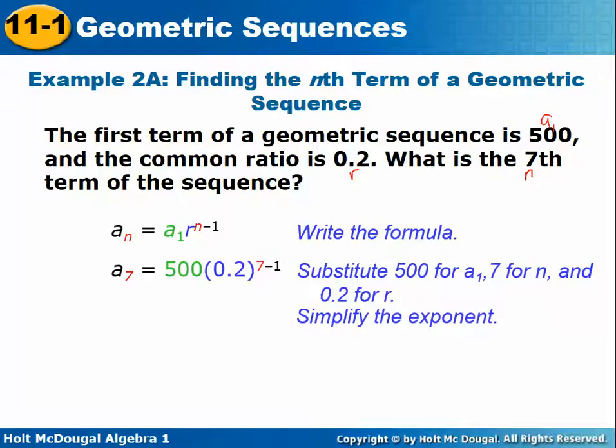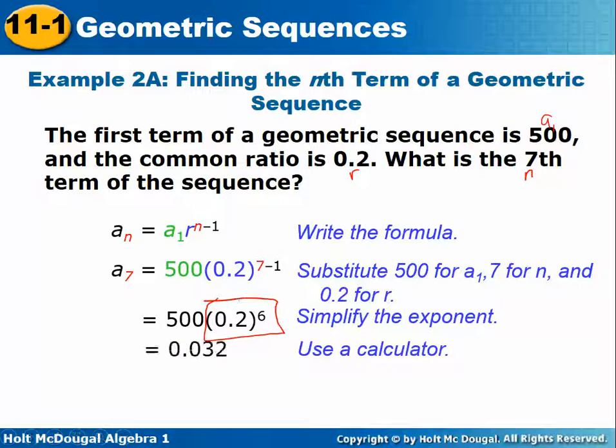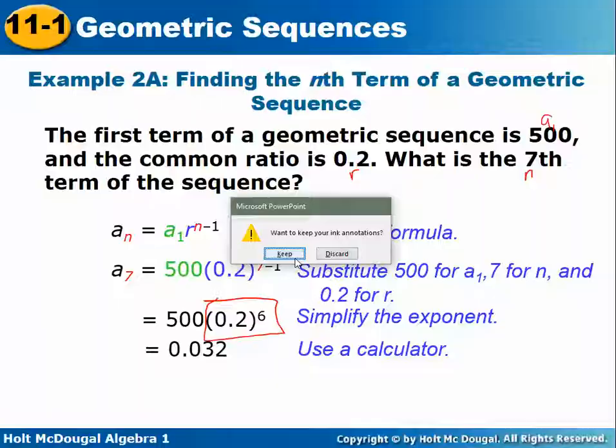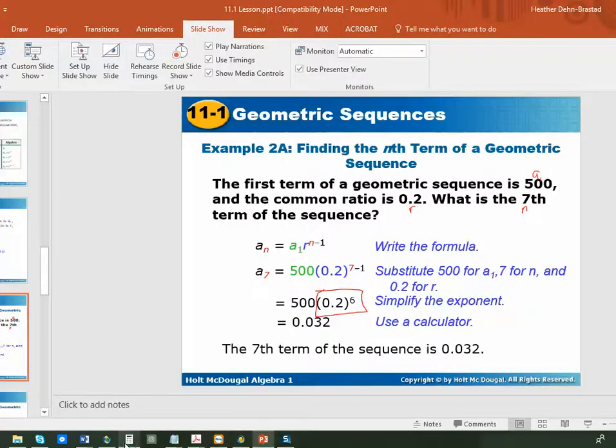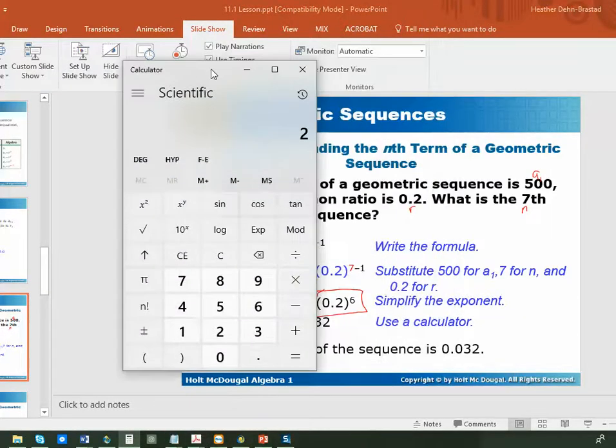Now when we solve this, you have to first take 7 minus 1, which is 6, and this is the part that you do first. You take 0.2 to the 6th power, and then you multiply that by 500. So 0.2 to the 6th power, and then multiply that by 500. So let's look at a calculator, how different the answers will be if you do this in the wrong order.